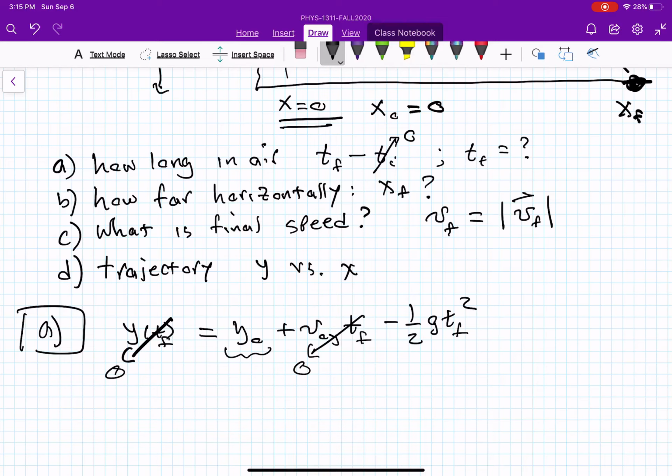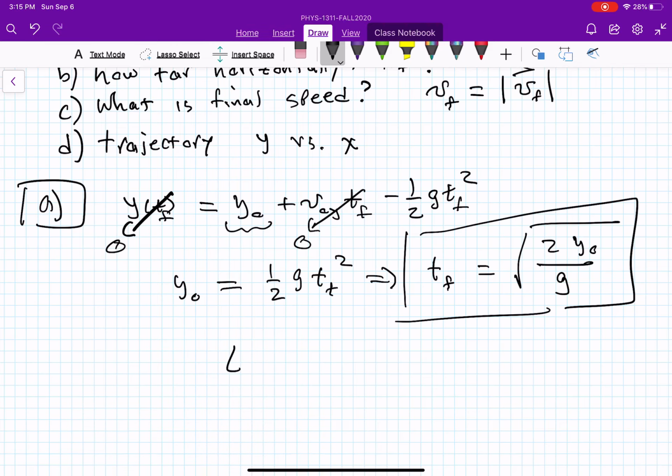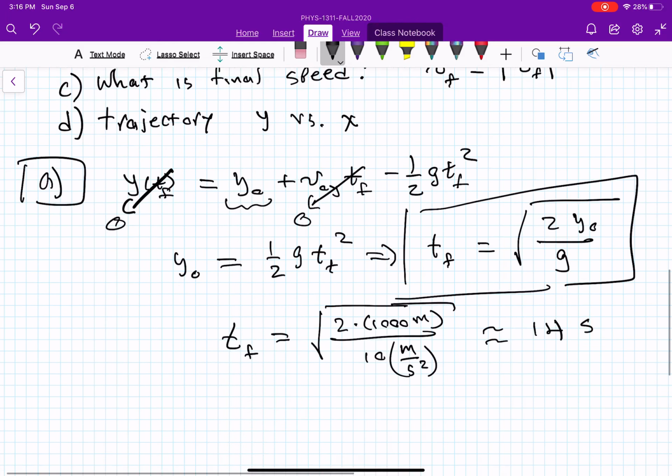And so really what I have is y0. If I move this minus 1/2 gtf squared to the other side, I have y0 equals 1/2 g tf squared. And I can solve this for tf. tf is then going to be equal to the square root of 2y0 over g. So that's the formula. And now we can plug in some numbers. tf is equal to square root of 2 times 1,000 meters divided by 10 meters per second squared. And you see that the units are going to work out. And so this number ends up being about 14 seconds. Great. So we know how long they're in the air.